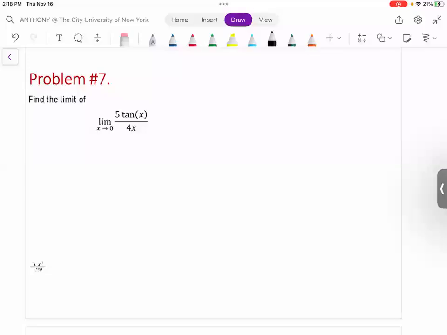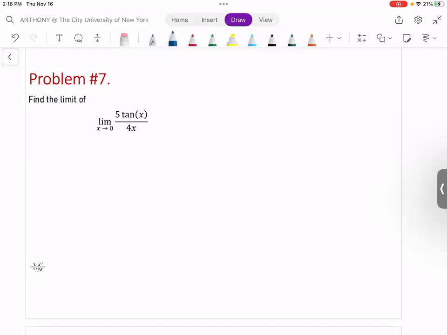So for problem 7, it states find the limit as x approaches 0 of 5 times tan of x over 4x. So here's how I solve this problem. There's a couple of things I'm going to use. I'm going to use properties of limits, and I'm going to rewrite tangent.